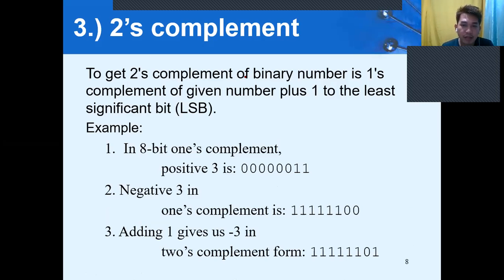So the two's complement is just one's complement of a given number plus 1. Okay? At least to the least significant bit. So for here, we have positive 3. So of course, ang one's complement niya is ito, no, sa previous slide. So you just have to add 1, plus 1 sa least significant bit. So it will become like this: 1, 1, 1, 1, 1, 1, 1, 0, 1.